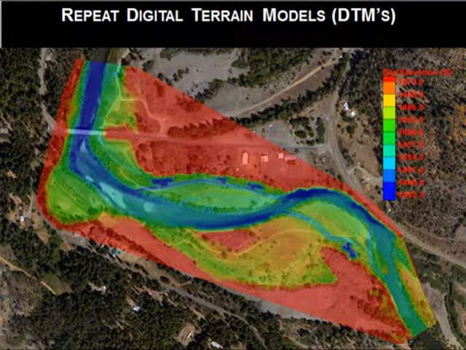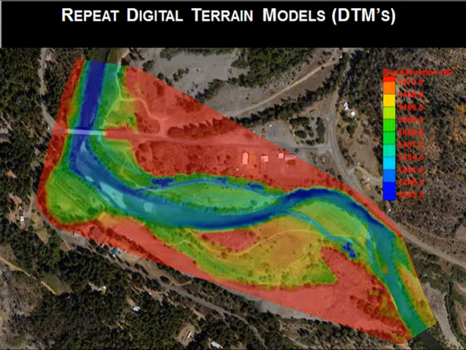We are also using repeat terrain models for what is called DTM differencing, to assess change over time. If you have a baseline terrain model at the design, a digital terrain model of the as-built, and then digital terrain models post-construction or post-flow events, you can look at change detection over time, which is really important.